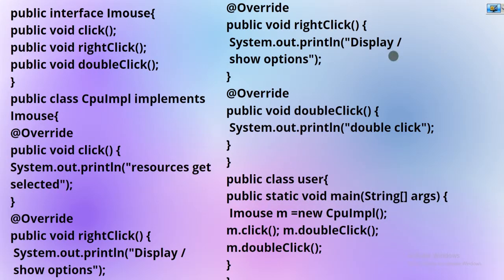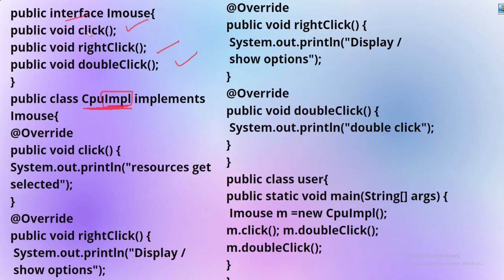Let us see an example of it. You have an interface written here, public interface IMouse. So inside this IMouse, you have three methods: void click, void rightClick, void doubleClick. And since these don't have any implementation, you need to write the implementation in another class, that is implementation class. Now I have created a class called CPUImpl. I have written Impl just to understand that this is an implementation class.